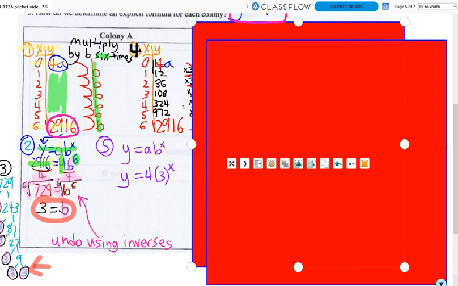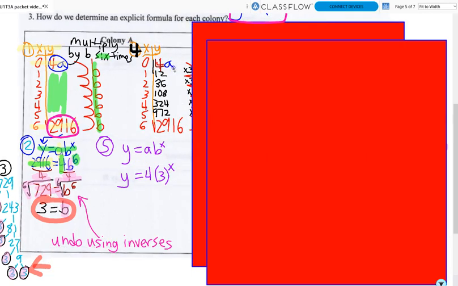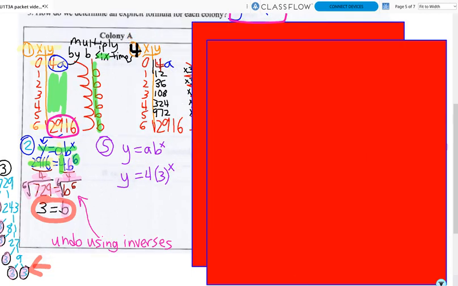So notice, if I test my multiplier of 3, you can see 4 times 3 is 12. 12 times 3 is 36. 36 times 3 is 108. 108 times 3 is 324. 324 times 3 is 972. And then look, after multiplying 3 6 times, I get back to 2,916. So now I'm just filling in my a and my b for my exponential growth equation.